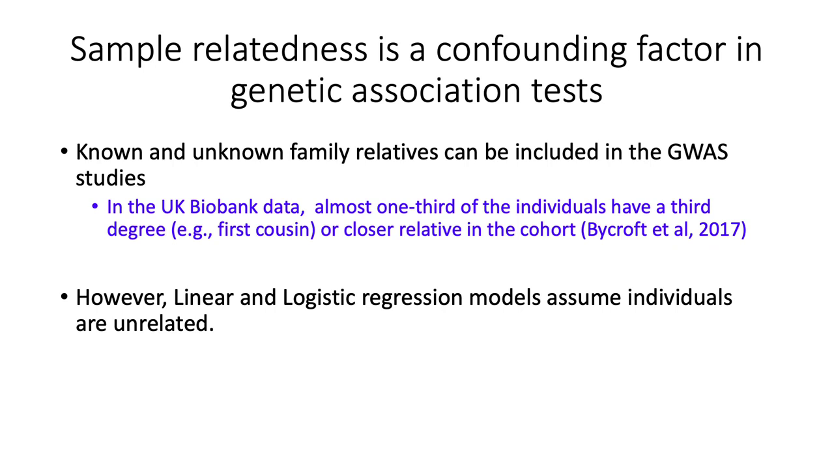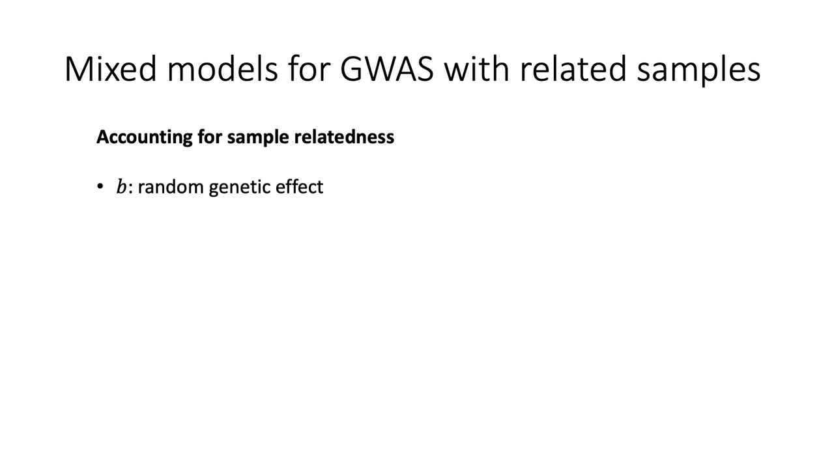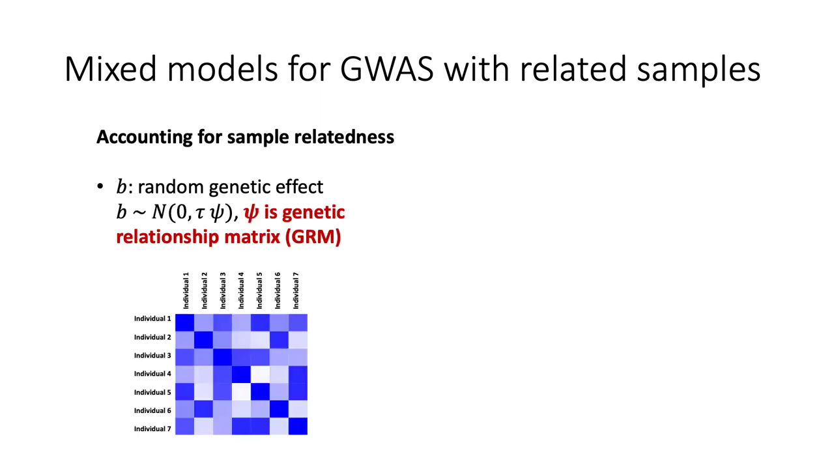For example, in the UK Biobank data, almost one-third of individuals have a third-degree or closer relative in a cohort. However, linear and logistic regression models assume individuals are unrelated. Therefore, instead, we use mixed models for GWAS with related samples. Mixed models use the random effect, denoted as B here, to account for sample relatedness. B follows the multivariate normal distribution, whose variance contains the genetic relationship matrix called GRM.